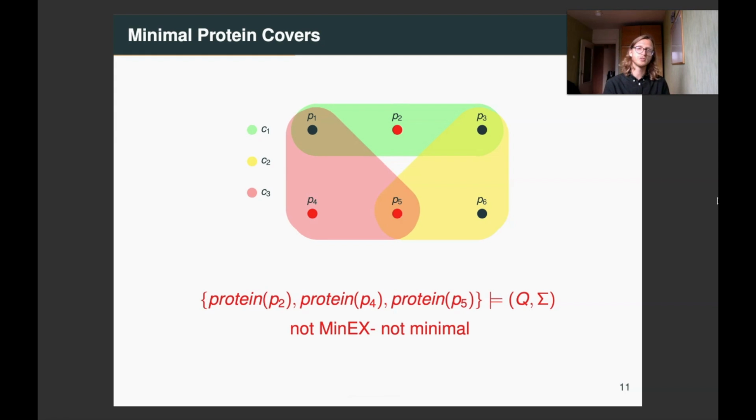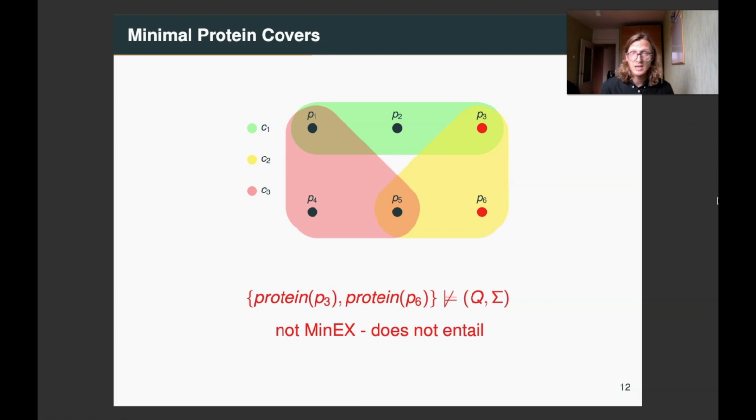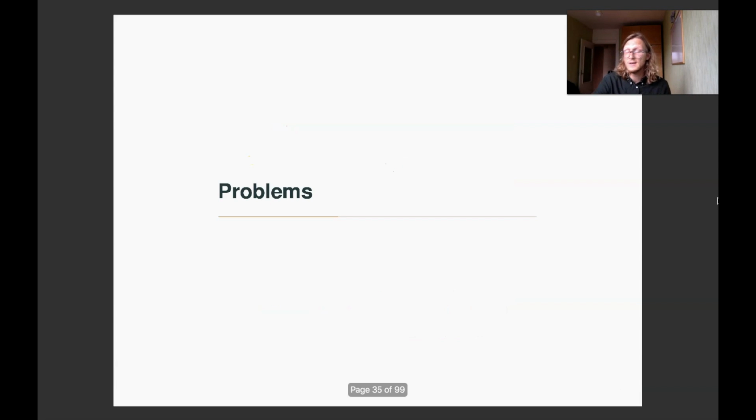On the other hand, of course, not all subsets are minimal explanations. For example, this P2, P4, P5, although it covers all the complexes, is not minimal. And some subsets don't cover all the complexes, and that's why they're not protein covers. Okay? So now we introduce problems that we study in this work.